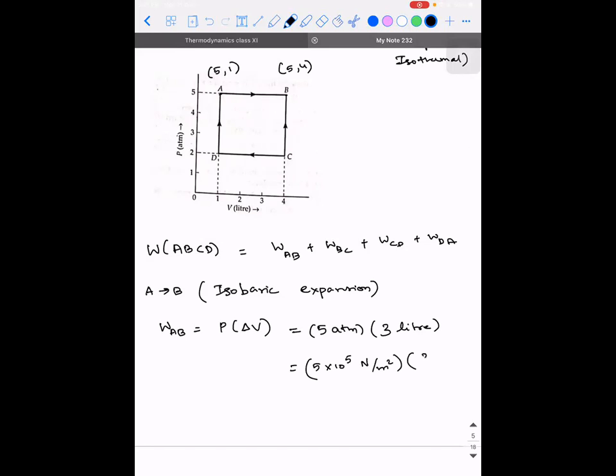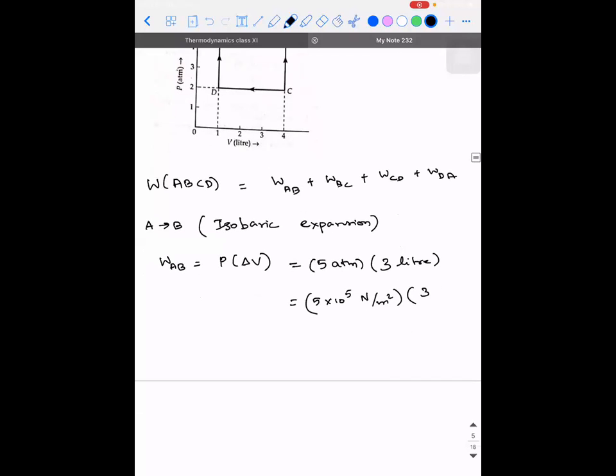Into 3, 1 liter. So 1 liter is considered to be 10 power minus 3 meter cube. Remember, guys, 1 meter cube of volume can occupy 1000 liters. If you take an overhead tank in your house whose dimensions are 1, 1 and 1, if its volume is 1 meter cube, then that water tank can contain how many liters of water? It can contain 1000 liters of water.